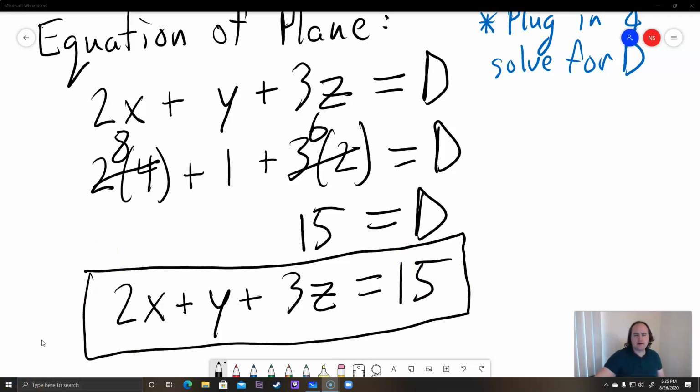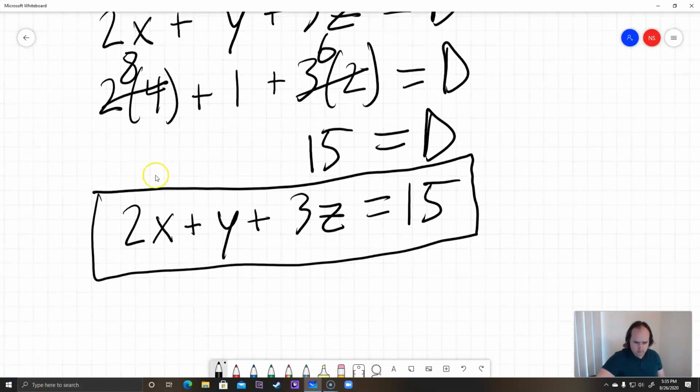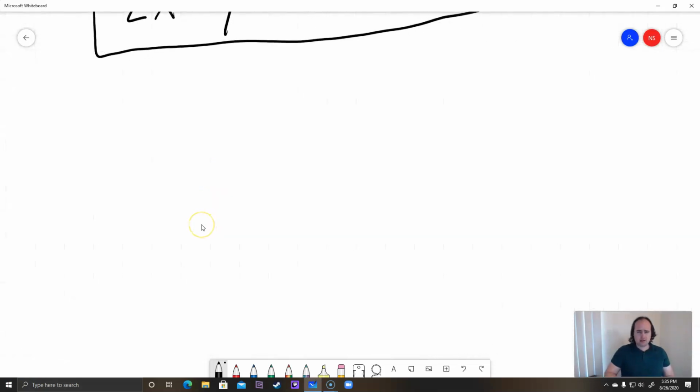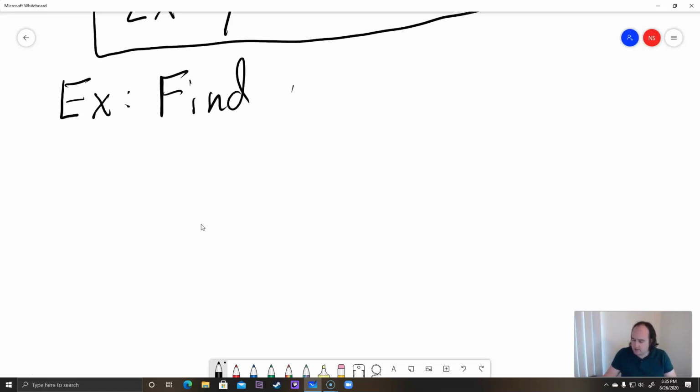Okay, so now in our next example, I actually want to combine what we've learned about lines in the previous lecture and planes in this lecture. So, new example. The instructions here are find parametric equations.